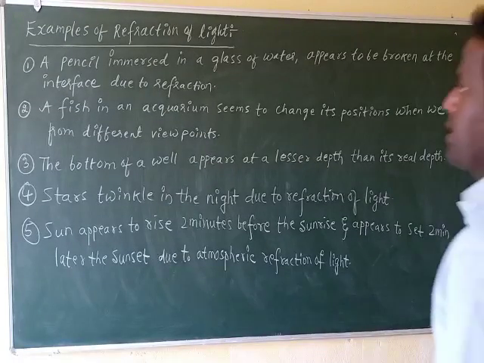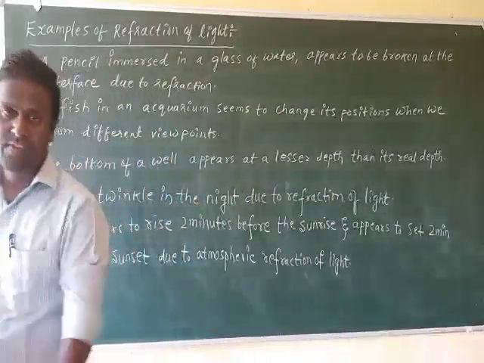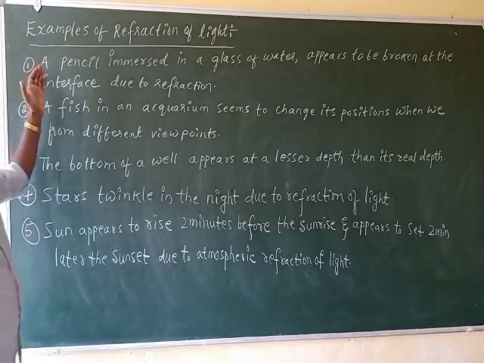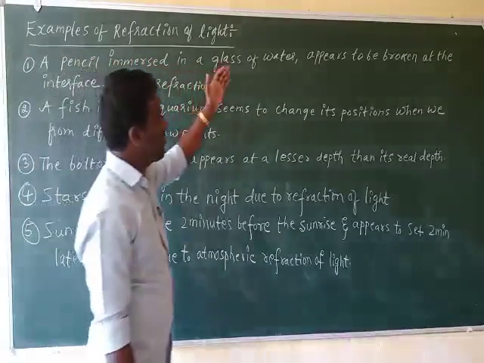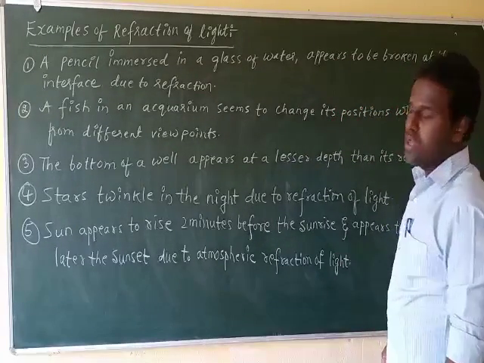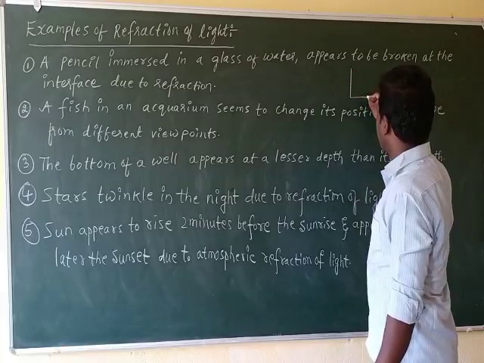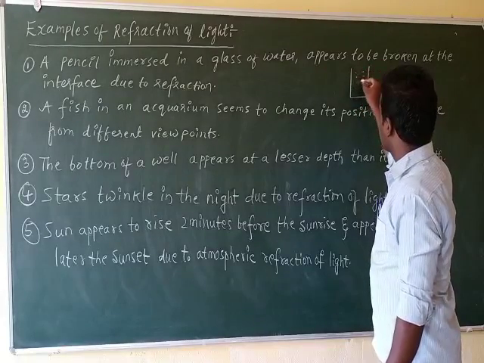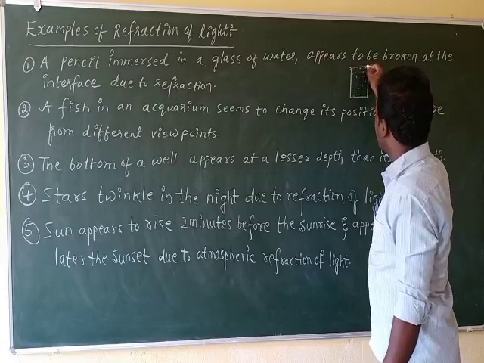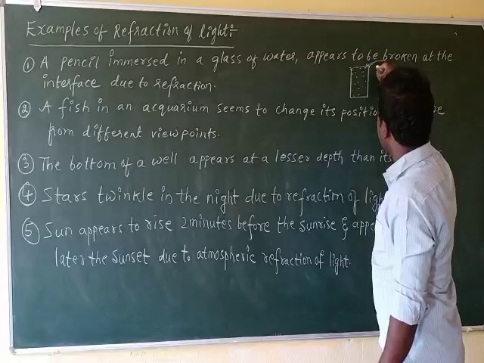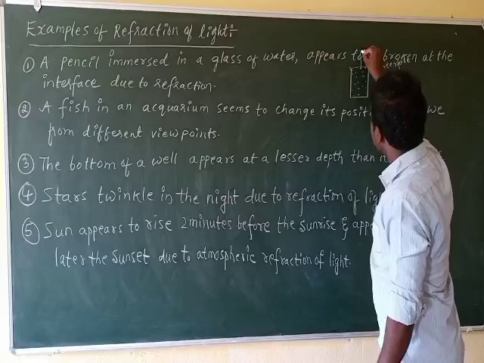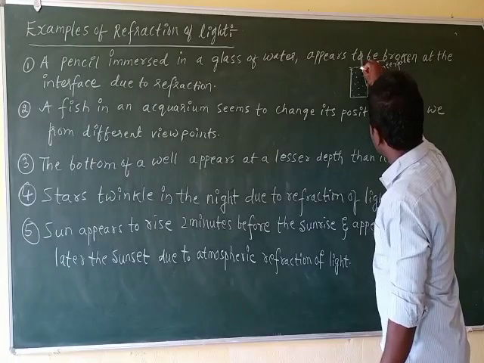Now let us discuss some examples of refraction of light. What is the first example? A pencil immersed in a glass of water appears to be broken at the interface due to refraction. So this is a glass filled with water, and this top surface is what we call the interface. Now a pencil is immersed, and the pencil appears to be broken like this.